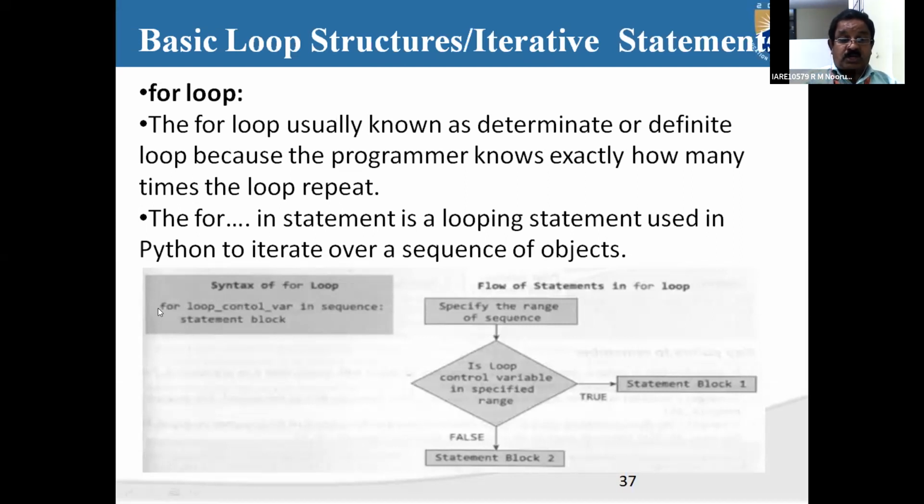Here in the for loop, we specify the range of the sequence. Then it is checked whether the loop control variable is within the specified range or not. If it is within the specified range, then block 1 statements are executed. If it is not within the specified range, then block 2 statements are executed. That's the general syntax for the for loop and its representation using the flow chart.